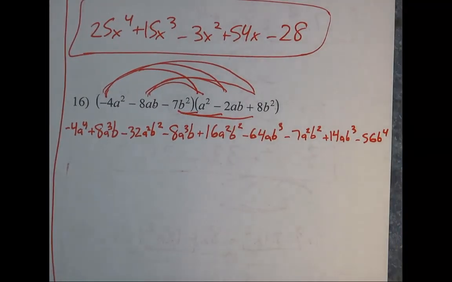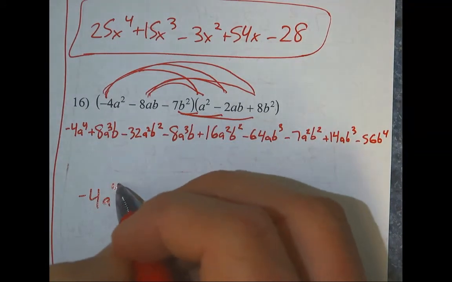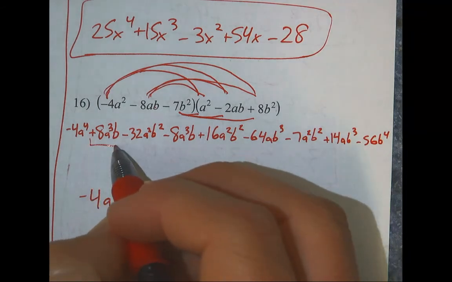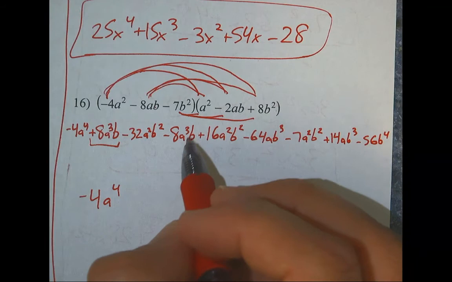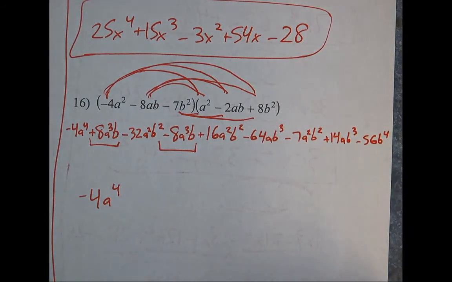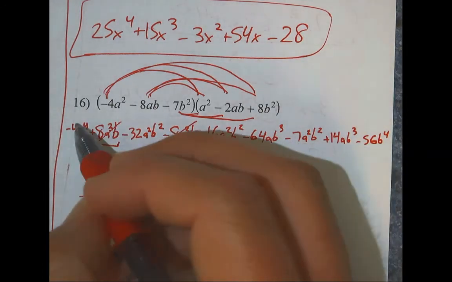Okay, let's finish it off. Here's the only a to the fourth, so it's negative 4a to the fourth. Now I got to find my similar ones. A to the third, b. I've got those two. No more, and 8 and negative 8 cancel, so they are gone. This is gone.